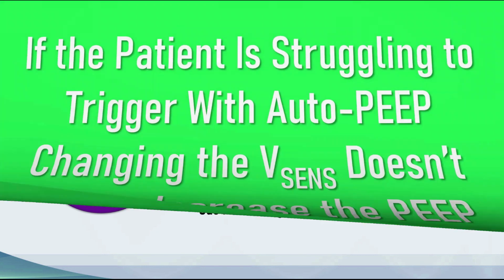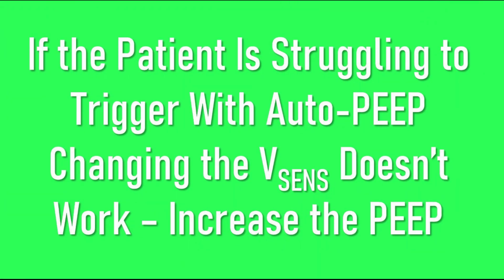To summarize this, if the patient is struggling to trigger with Auto-PEEP, changing the Vsens doesn't work. You need to increase the PEEP. Now, this is very important because weaning from mechanical ventilation tends to be very prescriptive. Most institutions have weaning guidelines. There are international weaning guidelines. I would argue that every patient is different and they do need a different approach.